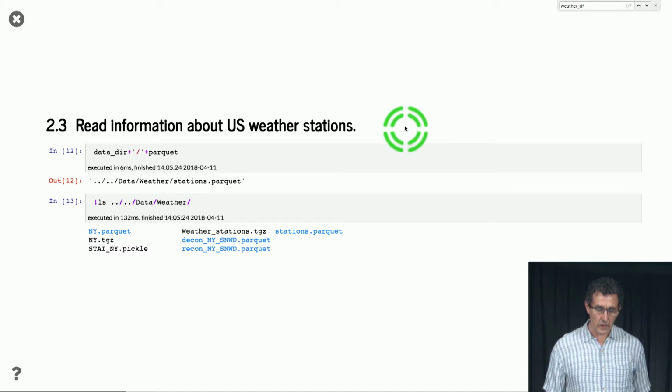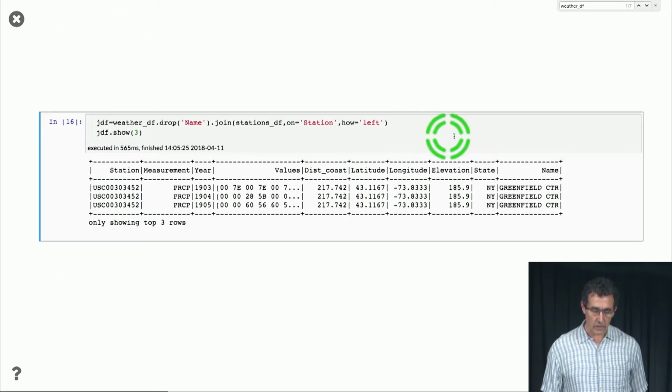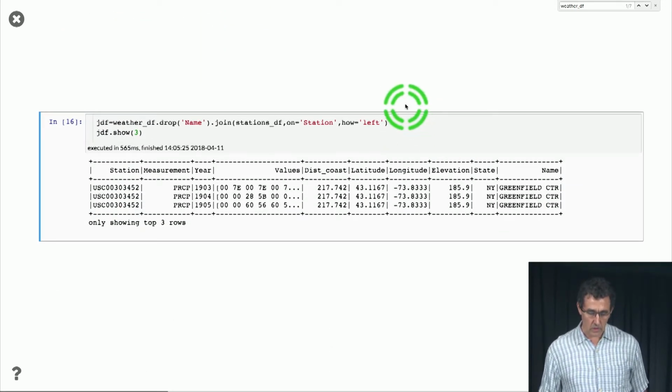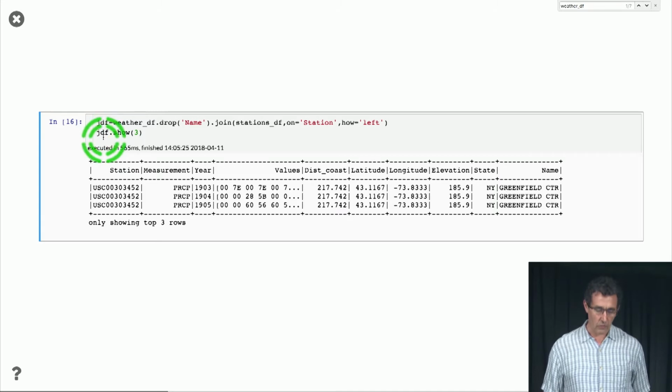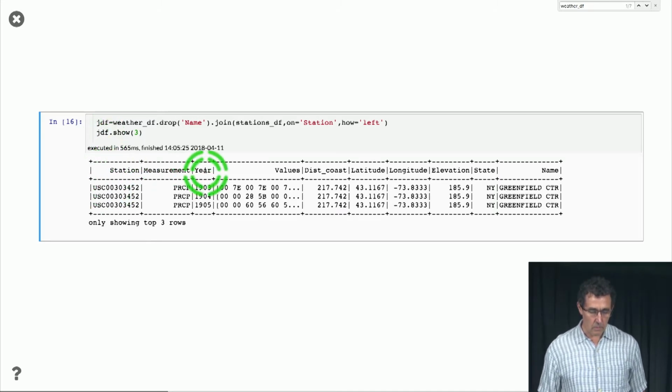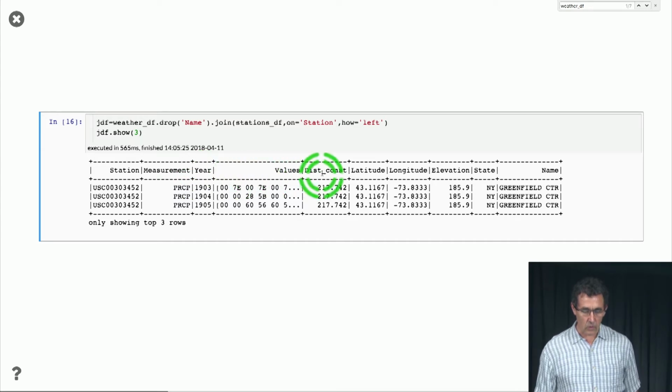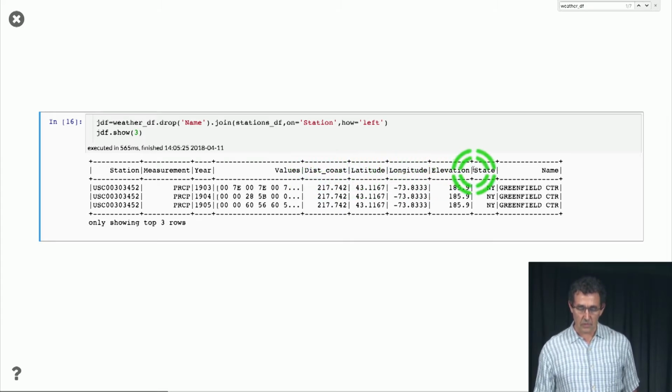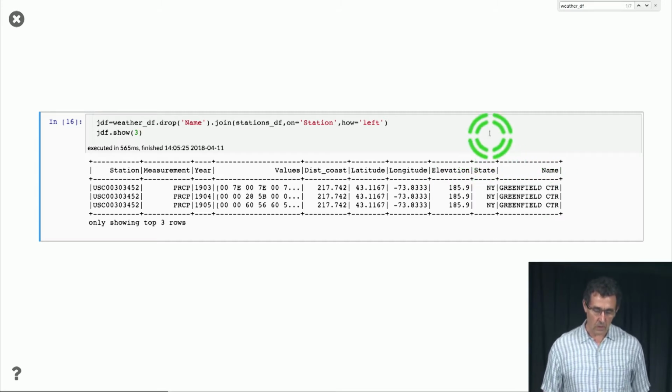Then we're going to read information about the stations, and we're going to join it with this information. So we're going to get this joint data frame, which has basically for each station measurement, year, and the values, and also has the values that are associated with that station. So distance to coast, latitude, longitude, elevation, which state it is, and the name of the station. Okay.